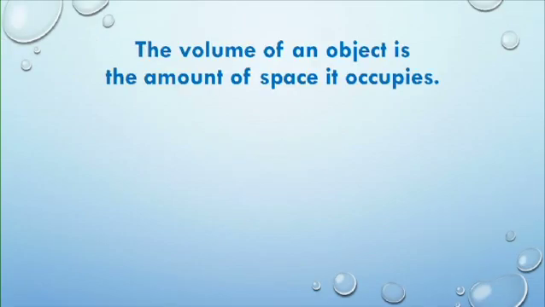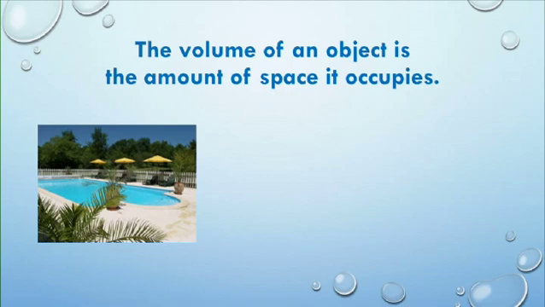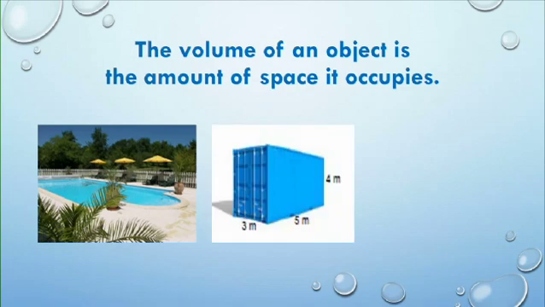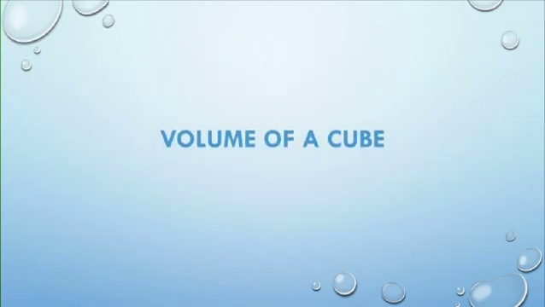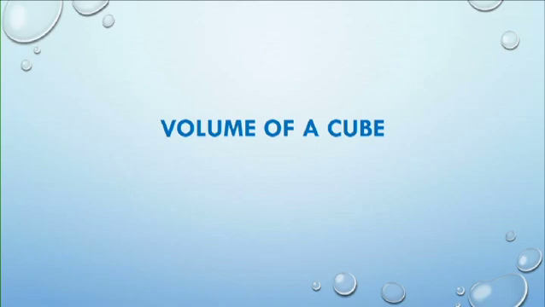What is volume? The volume of an object is in fact the amount of space it occupies. You have some examples of volume. So here you have a swimming pool filled with water. You have a container. You have here as well a tank filled with water. So these are examples of volume. Now we move on to volume of a cube.